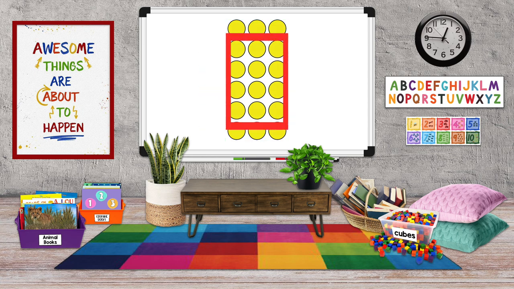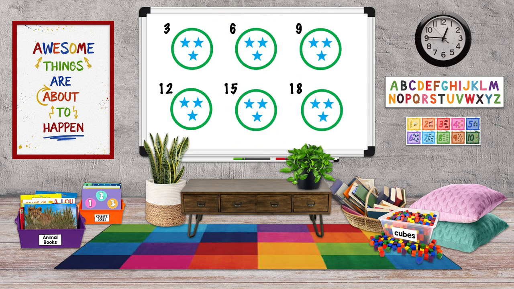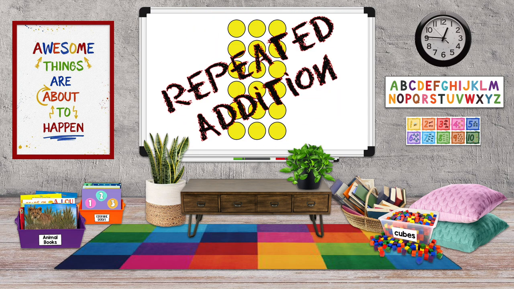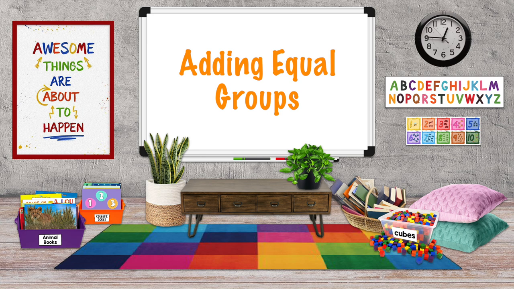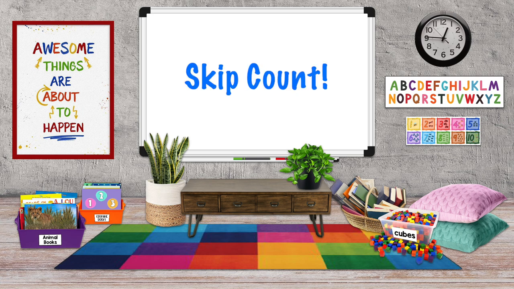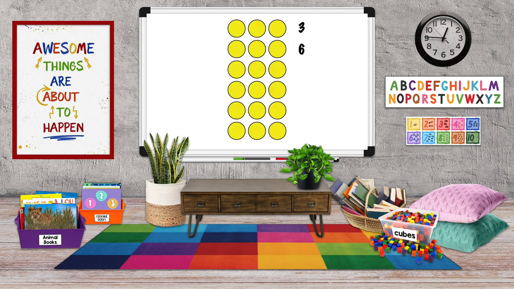When we look at our array, we can see that, just like our first picture, we're doing repeated addition. We're adding equal groups. Let's skip count each row and see what we come up with. 3, 6, 9, 12, 15, 18.